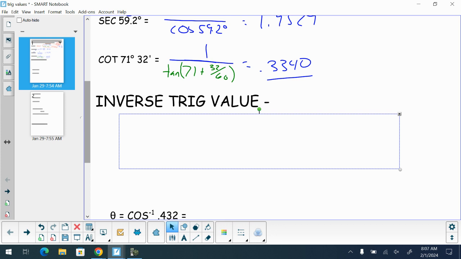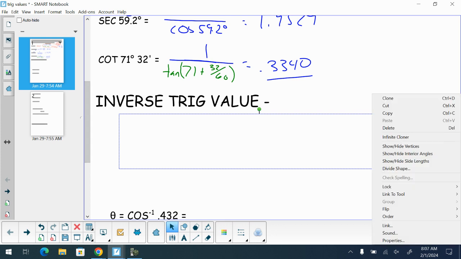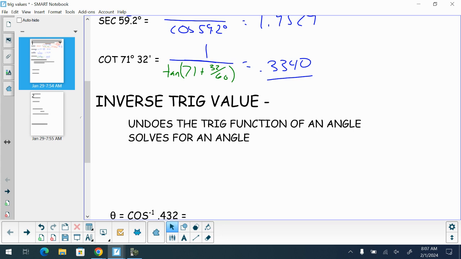What I dealt with in the first part here, we are finding trig values. Now we're going to find the inverse trig value, which is undoing what we just did. It undoes the trig function of an angle. It solves for an angle. So there's two things that this deals with when you're dealing with an inverse trig value. It undoes the trig function of an angle. It solves for an angle.